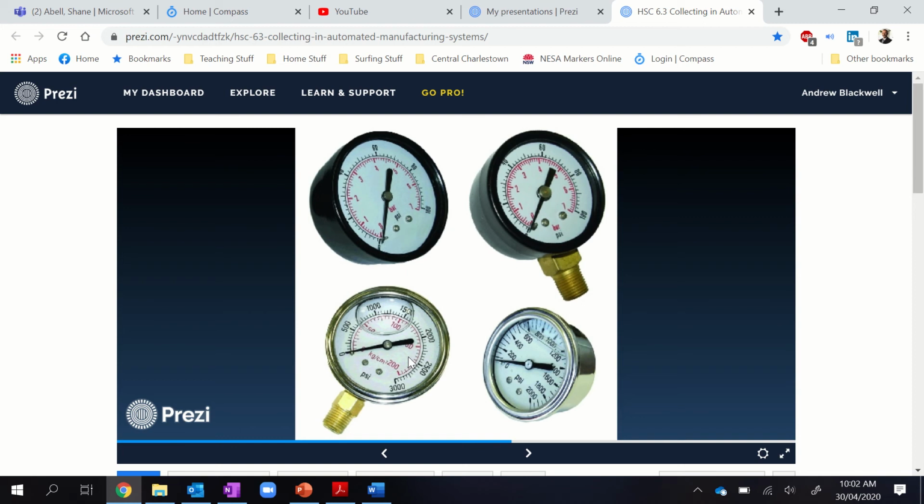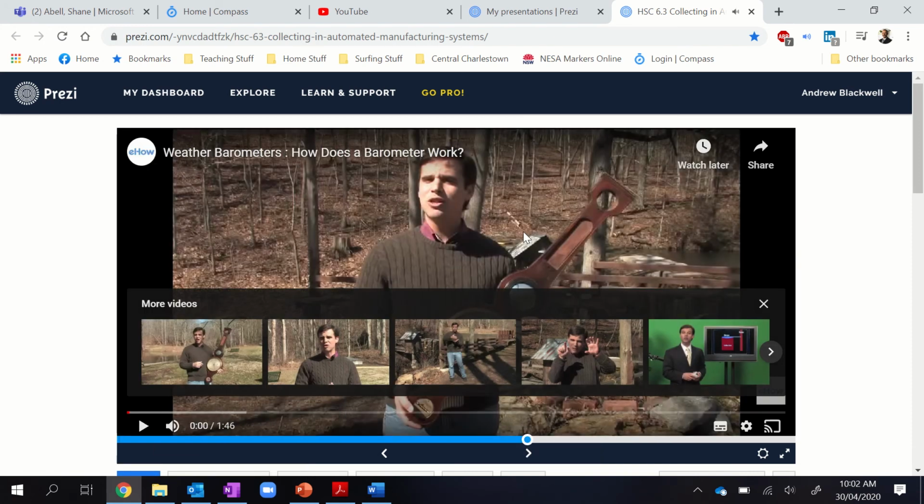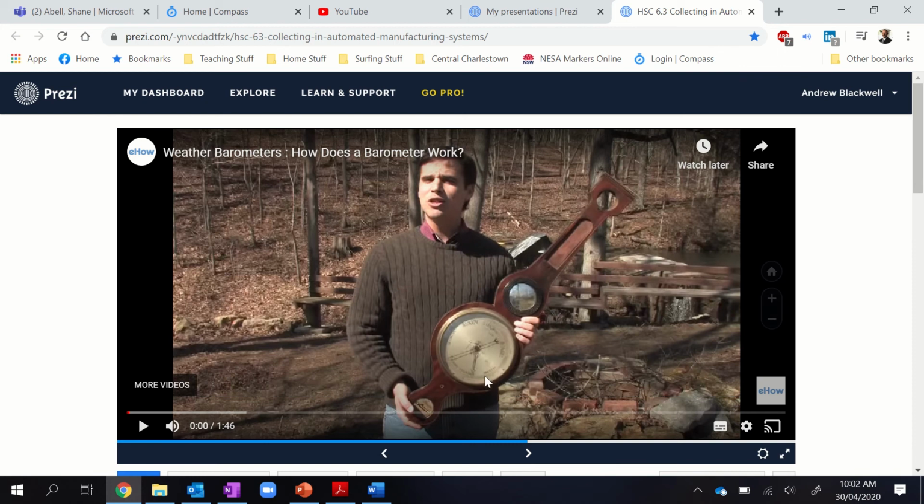Some pumps actually have the pressure gauge built into them so that you can fill a tyre with the amount of air that is required. Another example is this guy here. He's got in his hand a barometric pressure gauge, which measures the barometric pressure, the air pressure on Earth. With that, we can make decisions on what the weather is doing. I have one in my house and I look at it all the time.